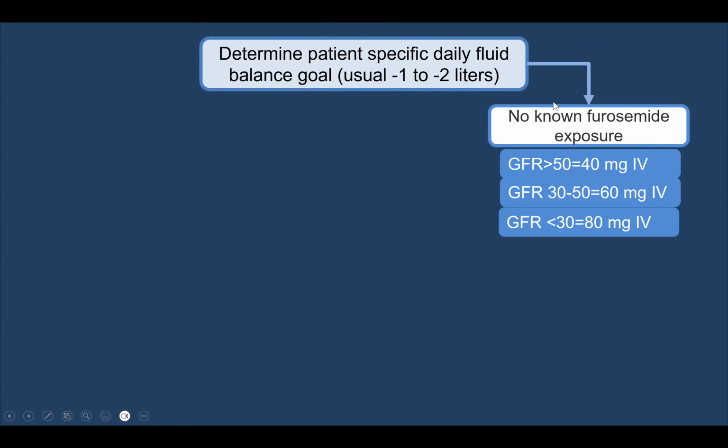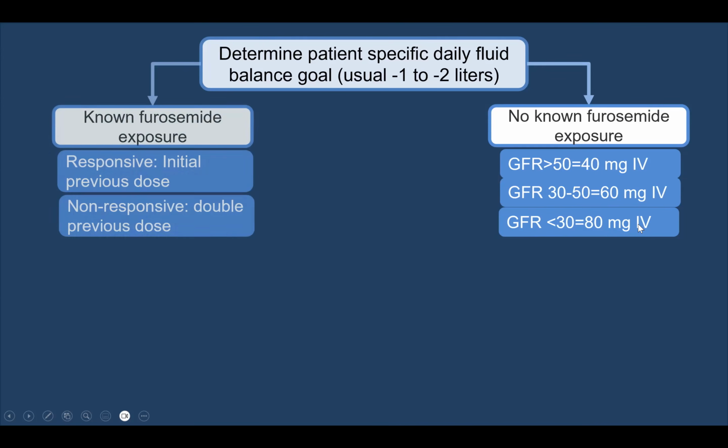Second thing, if the patient is not known to have furosemide exposure, we will start with a dose of furosemide based on GFR. If the GFR is more than 50, we give 40 milligram of Lasix. If the GFR is from 30 to 50, we give 60 milligram of diuretics. If the GFR is less than 30, we give 80 milligram of diuretics.